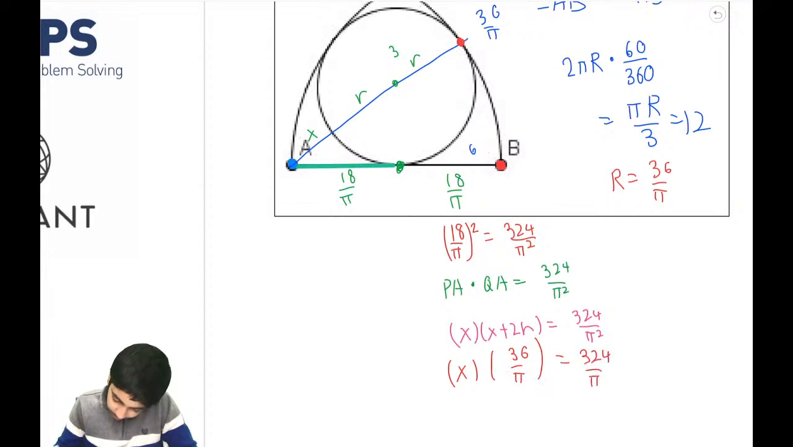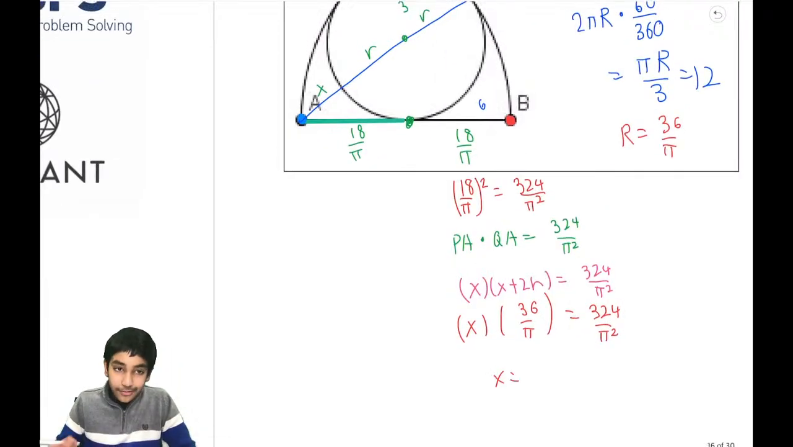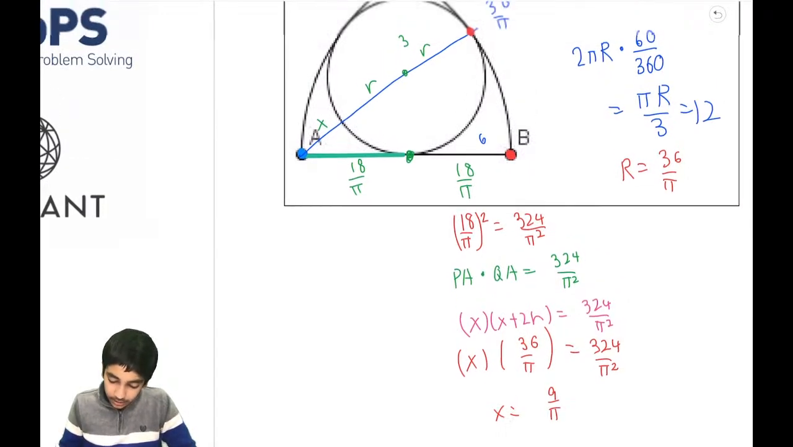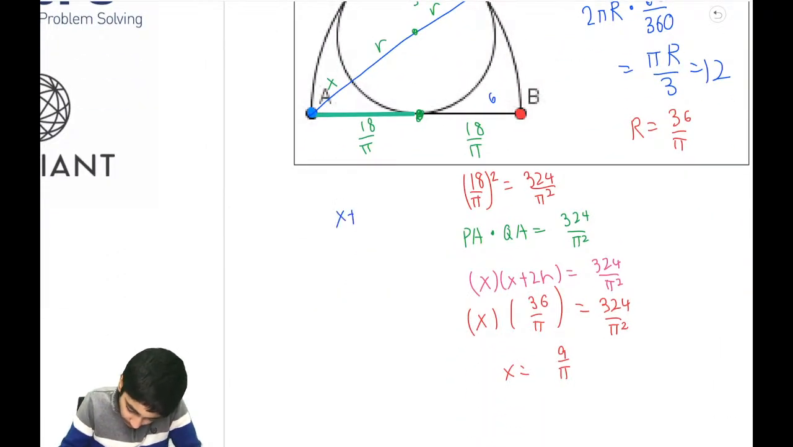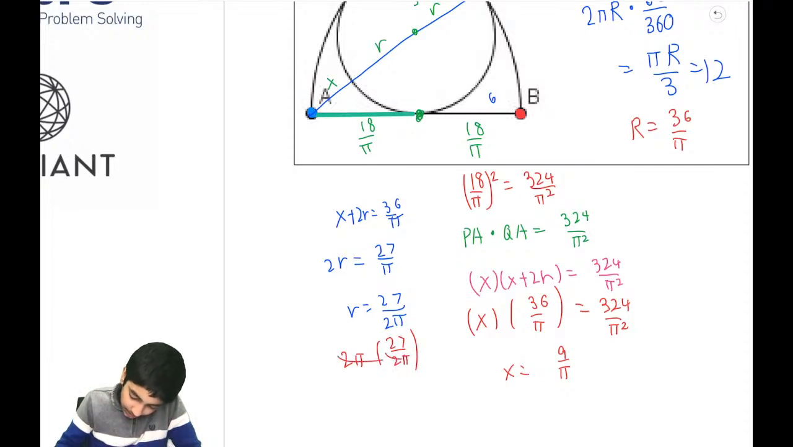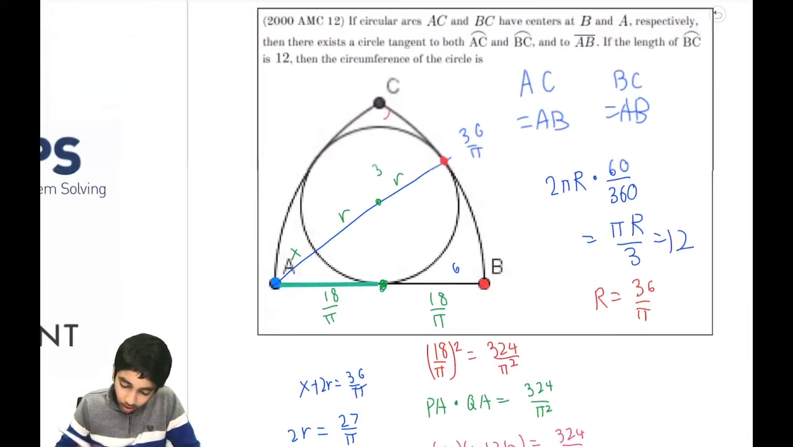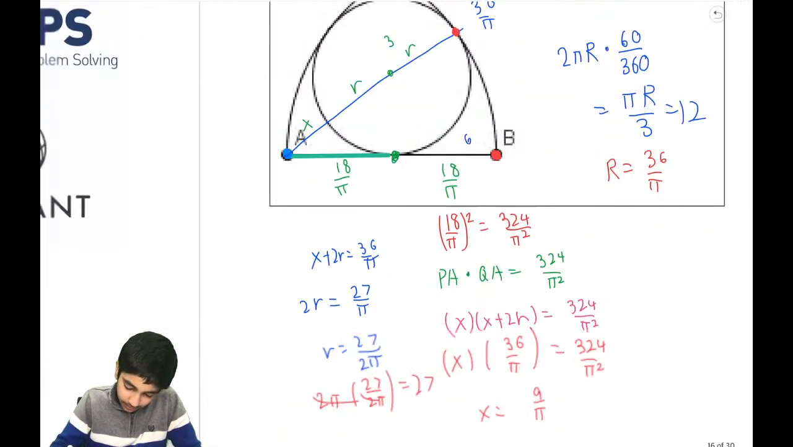We divide by 36 over pi on both sides. We get x is equal to 9 over pi. Okay, so x equals 9 over pi. We want to solve for r. Pretty easy. We just substitute it back into our equation. x plus 2r is 36 over pi. If x is 9 over pi, 2r is 27 over pi, which means r is 27 over 2 pi. So the circumference of the circle is 2 pi r. The pi's cancel, we get 27. So r is 27. The circumference is 27. Then that's the answer.